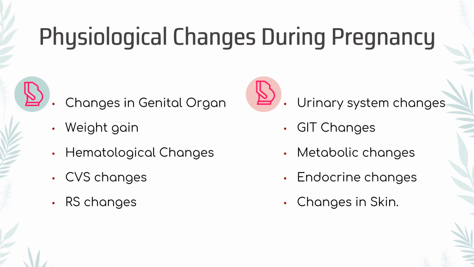The physiological changes include the changes in the genital organs, weight gain, hematological changes, cardiovascular changes, respiratory changes, urinary system changes, gastrointestinal changes, metabolic changes, endocrine changes, and the changes in the skin. Let us discuss one by one.